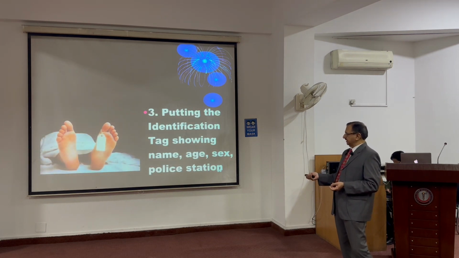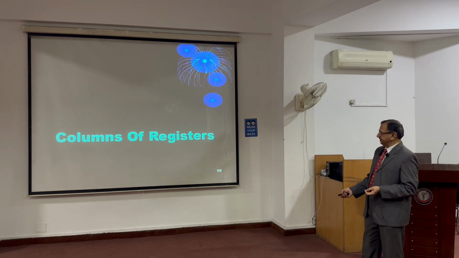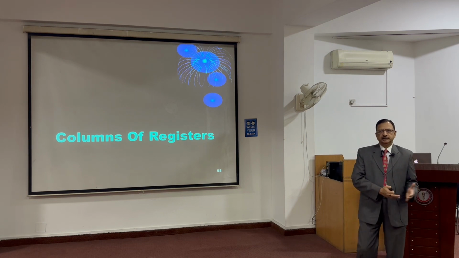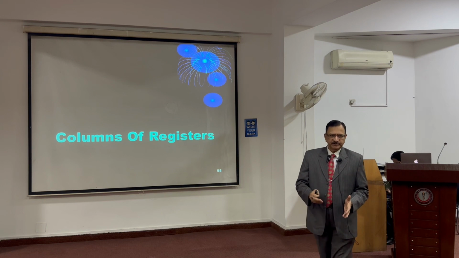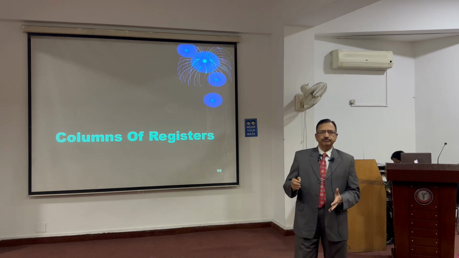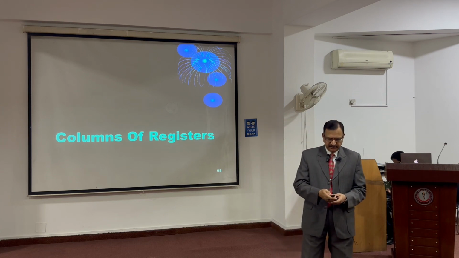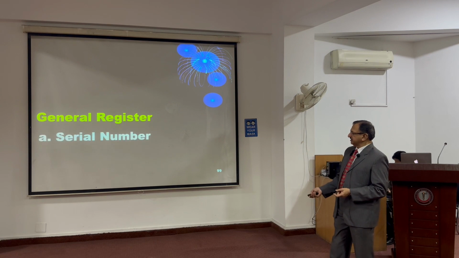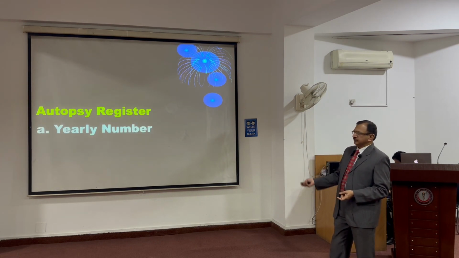तो इस तरह टैग लगा के बॉडी को शिफ्ट कर दिया जाता है। और फिर एक और रजिस्टर होता है जिसमें ऑटोप्सी के बाद ऑटोप्सी नंबर, डेट ऑफ ऑटोप्सी, किस डॉक्टर ने की, what was the probable cause which was determined at that autopsy, and it is entered in that register. So first is the general register which contain the serial number, the name, date, then there is autopsy register which is the yearly number.